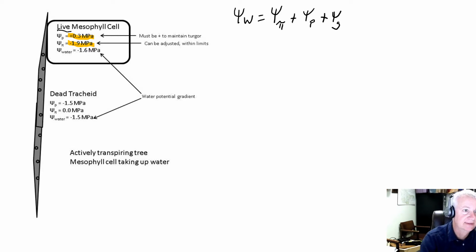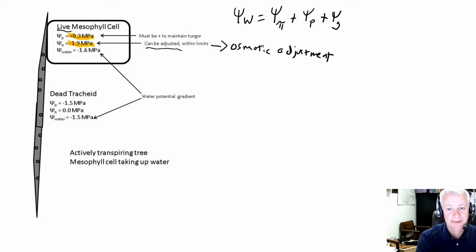Now, as a note, the value of the osmotic potential can be adjusted within limits. The plant can load more solutes into the cytoplasm, often from the vacuole, and when that happens, that makes the osmotic potential more negative. That adjustment is called osmotic adjustment, which makes sense. What that does is allow that living cell to continue taking up water from the xylem, even as water potential in the xylem becomes more negative. But that's getting a little bit ahead.